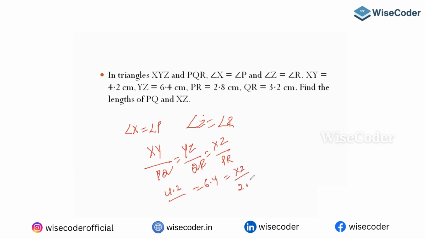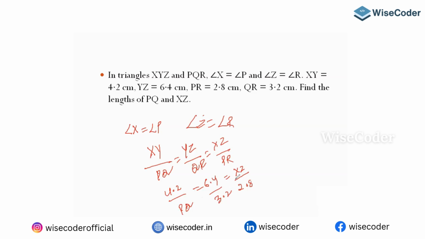PR is equal to 2.8 and QR is equal to 3.2. Do we know this? We don't know this, so we have to get this PQ. Yeah, we want this only.